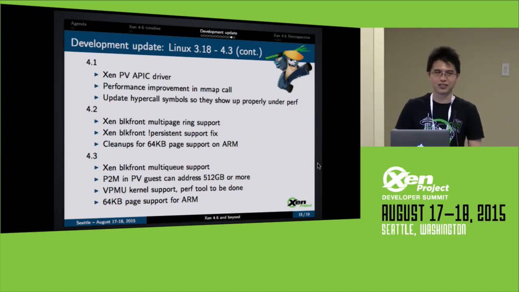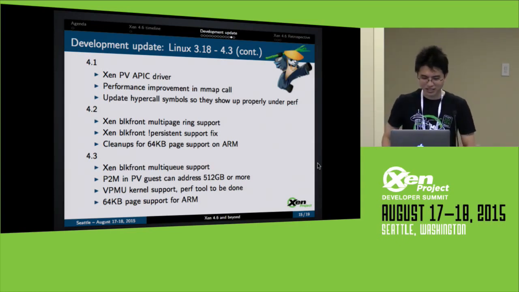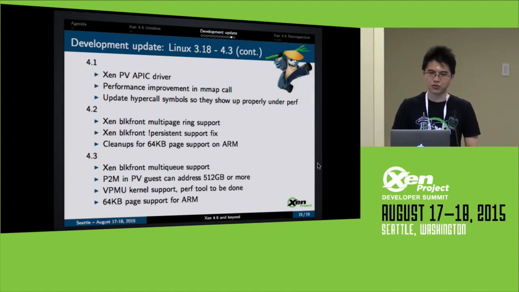In 4.2, we added Xen block front multi-page ring support, so I was told that the performance improved by 250%. Wow. And then we also had a fix for the non-persistent grant use case, and also a bunch of cleanups in preparation for the 64K pages support on ARM.